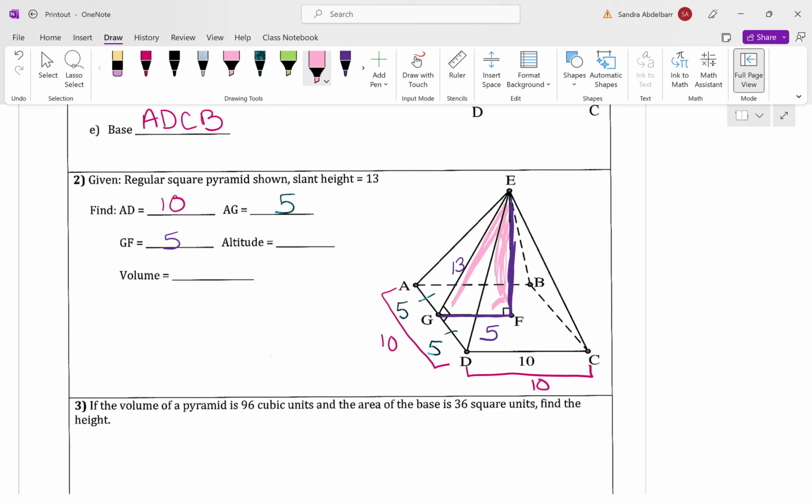And now we want to find the altitude of the pyramid. To find the altitude of the pyramid, I'm using this pink triangle right in here. Isn't this a triple? Yeah, what's the triple? 5 something 13. 12, good.